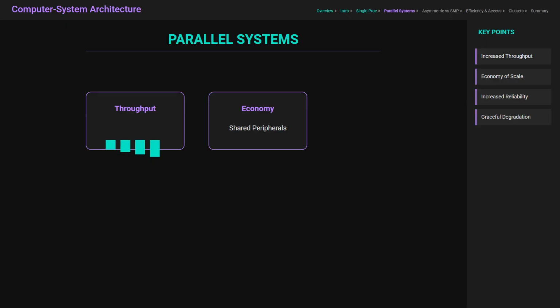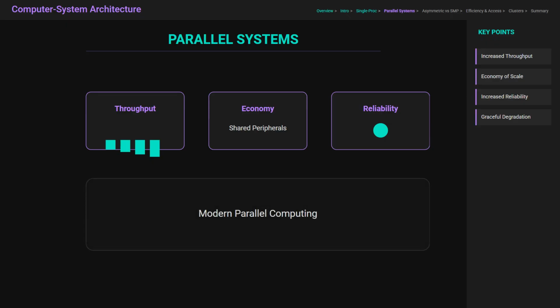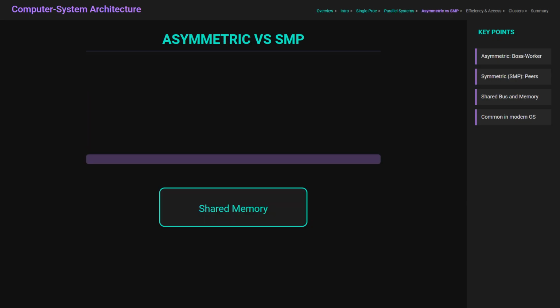Third is increased reliability. If functions are distributed properly, the failure of one processor will only slow the system down rather than halting it. This is known as graceful degradation. Some systems are even designed to be fault-tolerant, meaning they can suffer the failure of any single component and continue operating. There are two primary ways to organize multiple processors.